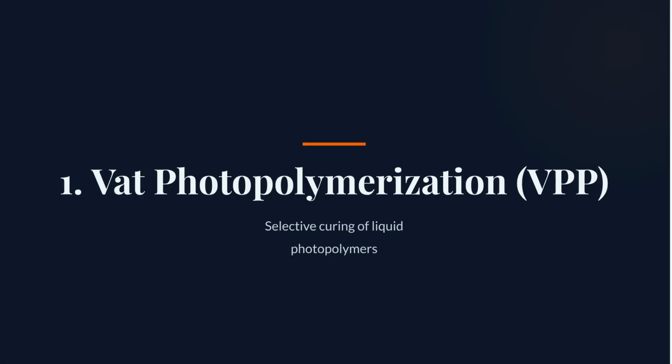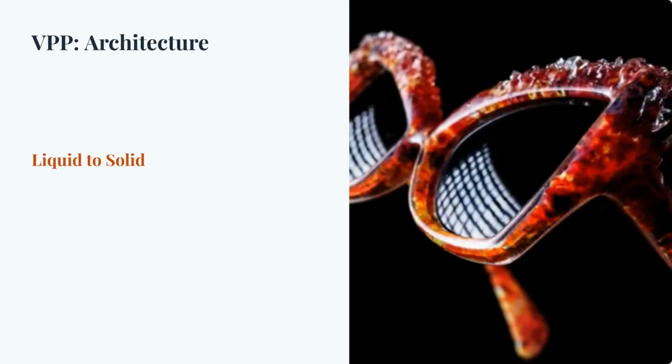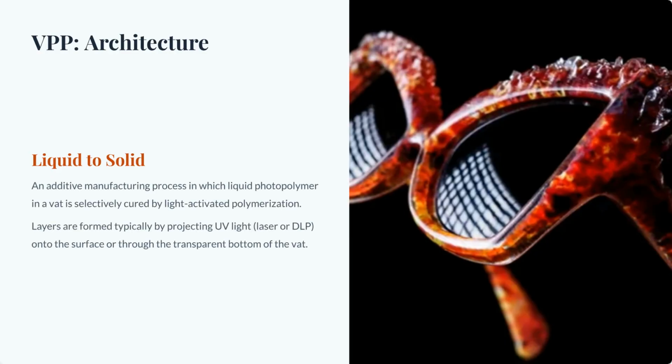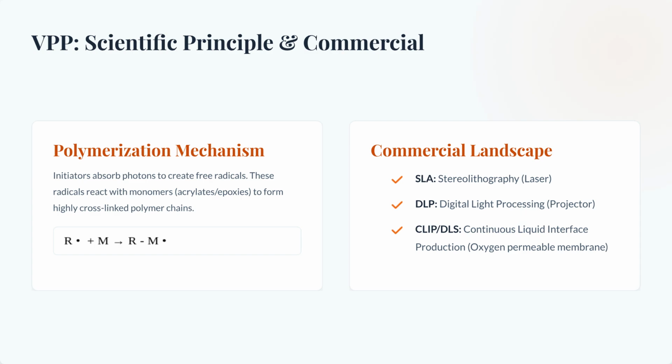of liquid photopolymers. In VPP, liquid photopolymer is cured using light-activated polymerization. Layers are formed by projecting UV light, typically using a laser or DLP, onto the resin surface. The scientific principle behind VPP involves initiators absorbing photons to trigger polymerization. Commercial implementations of this technology include SLA, DLP, CLIP, and DLS.